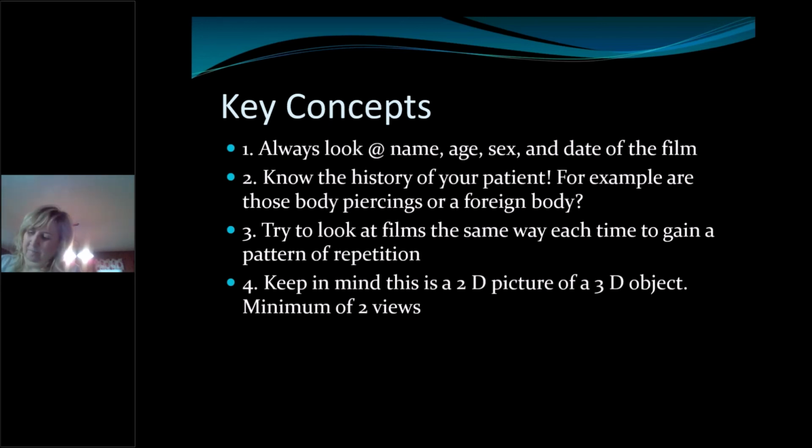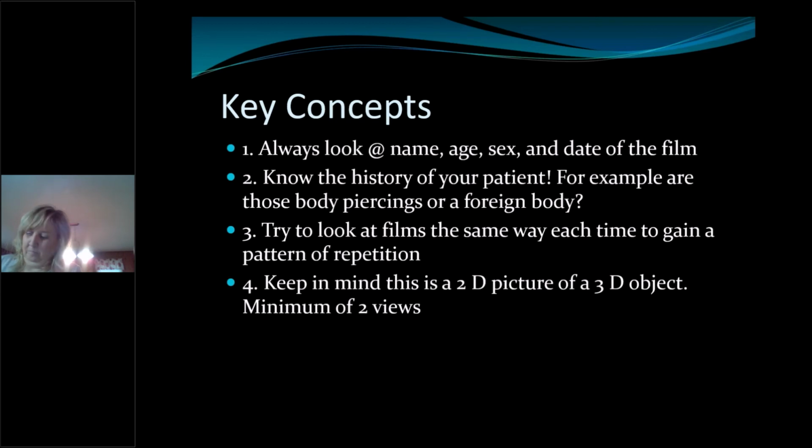What's the history of this patient? Do they have body piercings? Did they have a previous surgical intervention that's going to cause them to have abnormal findings on the x-ray? And then when you start doing these, one of the things I always encourage people to do is try to establish a system and do it the same way each time. When you do an ear, nose, and throat exam or abdominal exam, you do it the same way each time so you don't miss things, because it's repetition. And the same thing should be held true with x-ray.